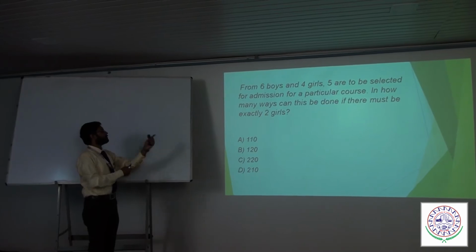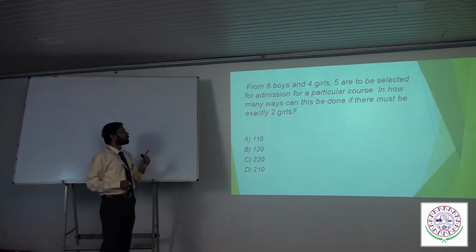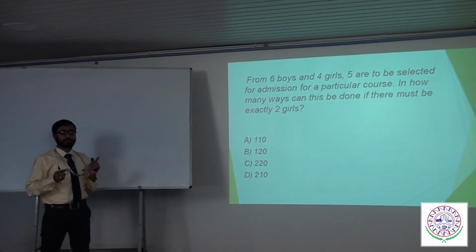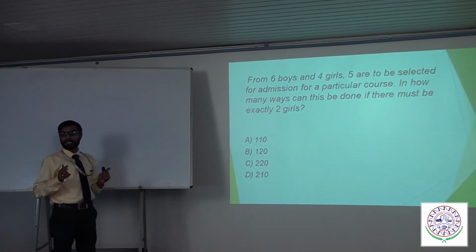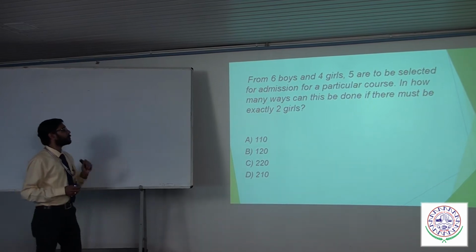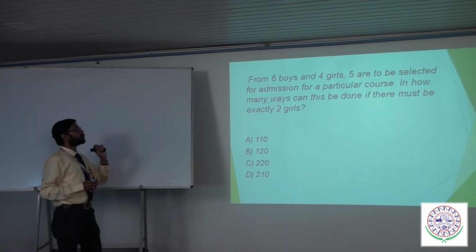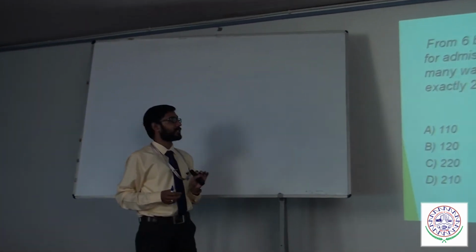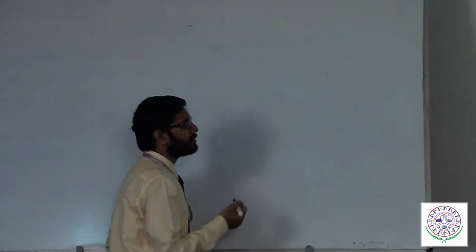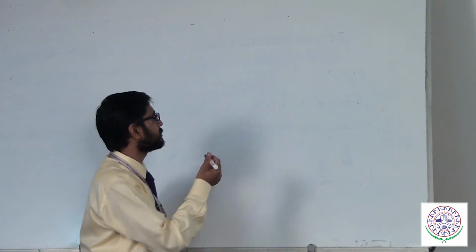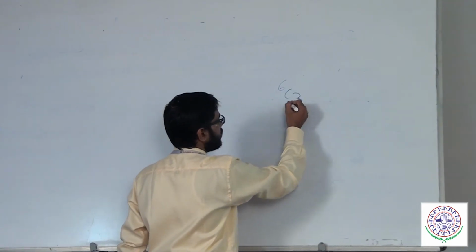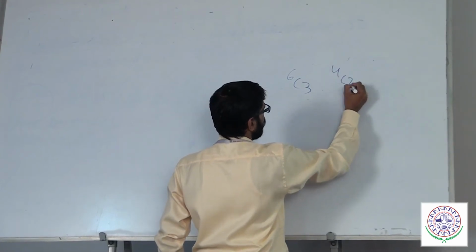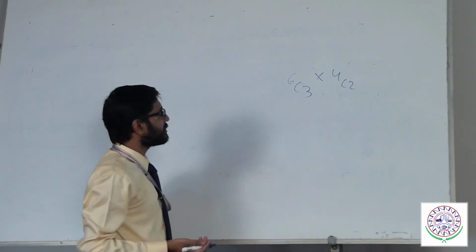And now the next question: from 6 boys and 4 girls, 5 are to be selected for admission for a particular course. In how many ways can this be done if there must be exactly 2 girls? This is a question from permutation and combination. Our selection will remain 5, and out of that 2 girls are compulsory. So out of 6 boys we select 3, that is 6C3, and from the 4 girls we select 2, that is 4C2. So the solution will be 6C3 into 4C2.